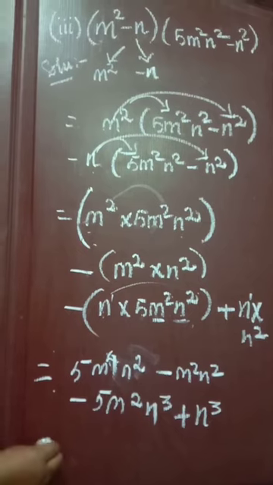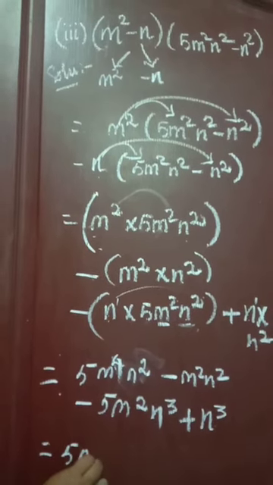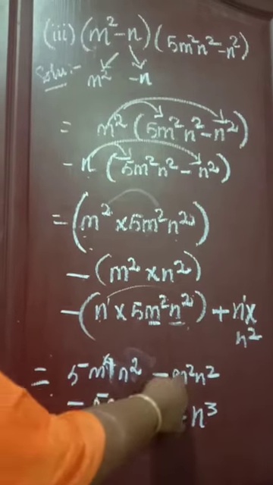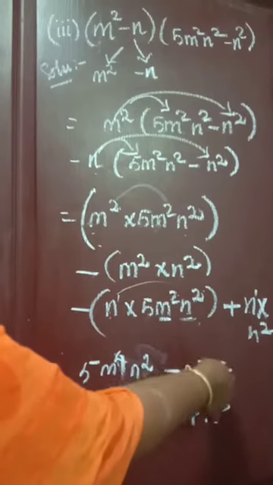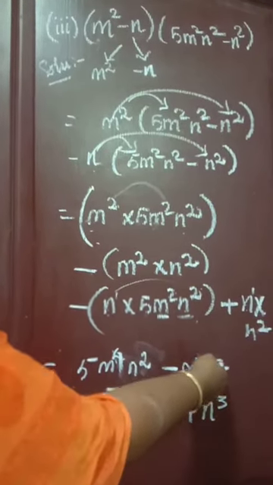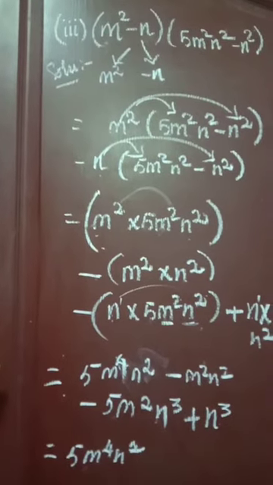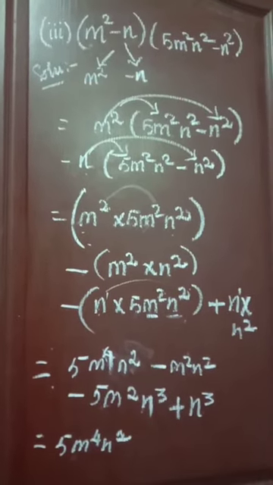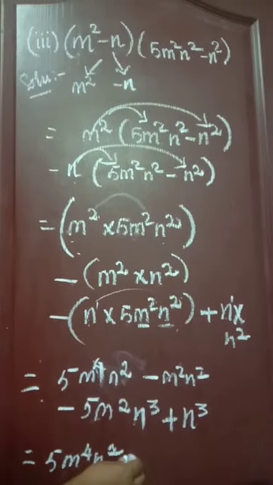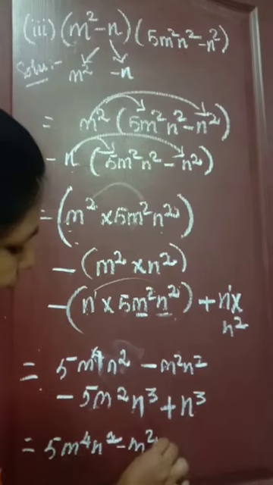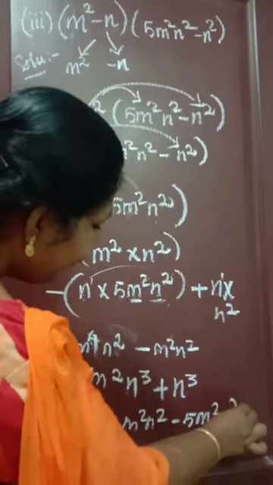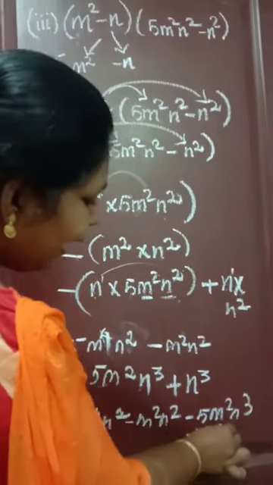So this is an unlike term, so you have to first write this term, m power 4 n square. Next one, listen, m square n square. Is any m power 2 there? Yes. n power 2 here, but here n power 3. So these two terms are unlike terms. Next one is also an unlike term. So don't add or subtract the unlike terms. So m square n square minus 5m square n cube plus n power 3 is the answer.